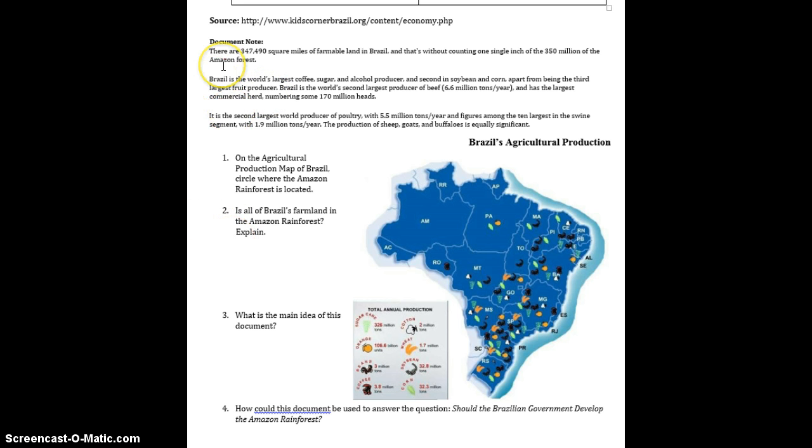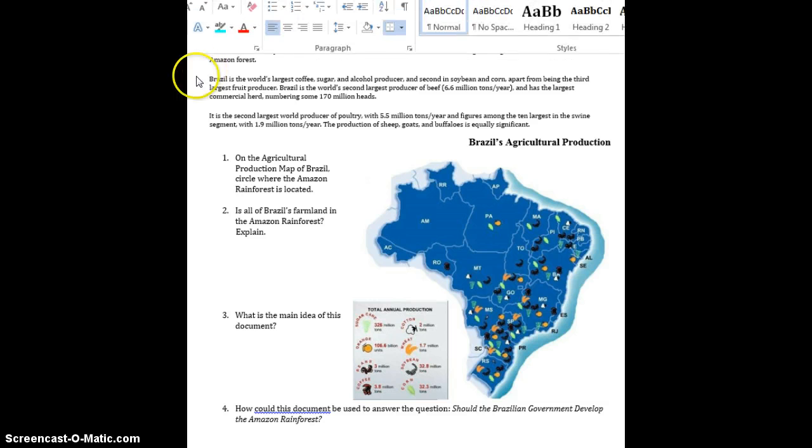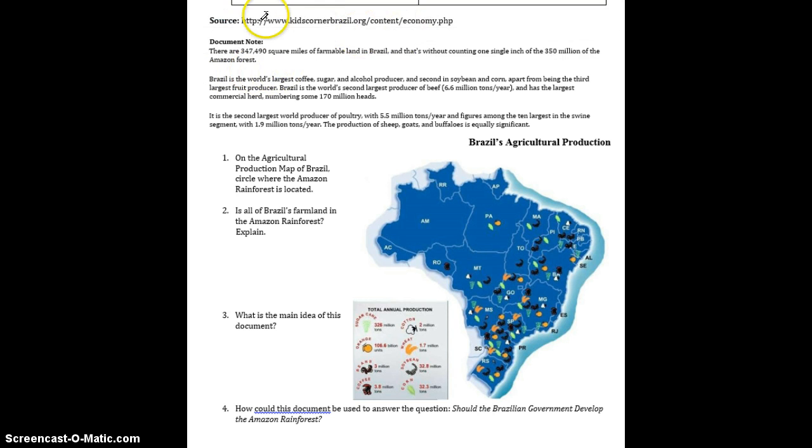In this case, we see that this is from kidscornerbrazil.org, content/economy. Now, we know that this is a credible source because it has that .org right here. And so we're going to highlight that to make sure that we know what we're working with. So here I am highlighting it right now. You should be doing this also on your paper. The other thing that we see is that there's a document note that goes along with this.